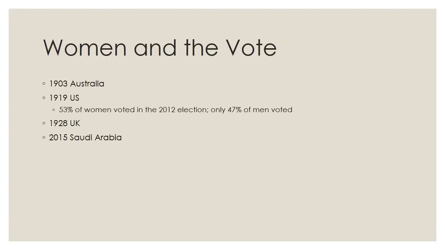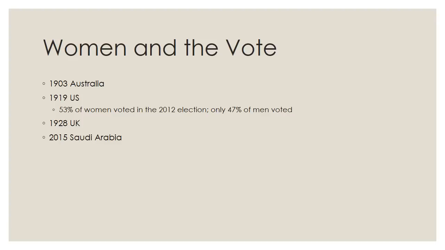Here are some of the dates in regards to when women were gaining the right to vote. 1903 was the first country to expand the right to vote on a national scale, and that was Australia. 1919 was in the United States. Today, more women than men vote in elections.